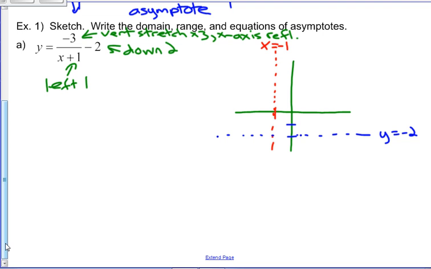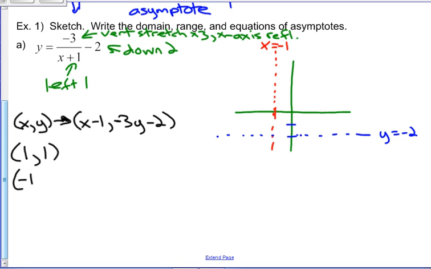We want to find a couple of points to put on this. So I might make a mapping rule. You don't have to, but here I know that any point (x, y) is going to be mapped to... well, let's see. The x's go left 1. The y's get stretched vertically by a factor of 3, they get flipped upside down with the x-axis reflection, and they go down 2. I can think about the points on a basic hyperbola, or basic butterfly, and then I just map them. If I put in 1 for x, I'll get 0 on this first one. If I put in 1 for y, I'll get -5. There we go. There's a point that's on this graph: (0, -5).